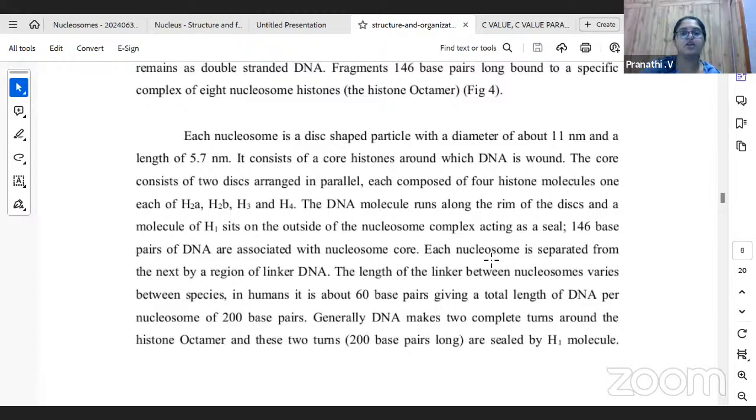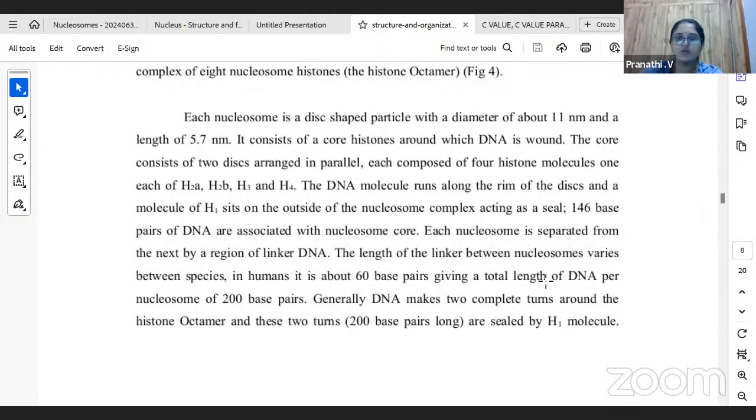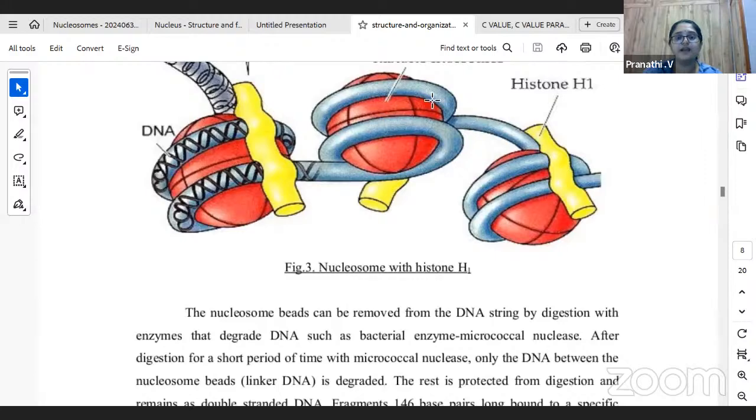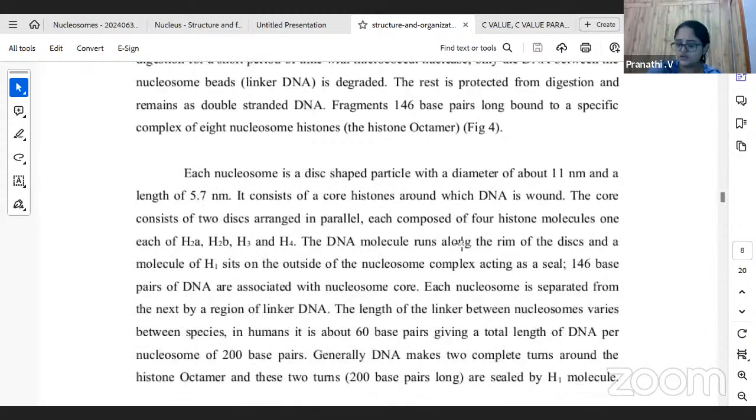In total, the linker DNA length is around 60 base pairs. So if you see 146 plus 60, in total you have around 200 base pairs of DNA. The DNA is going to take two complete turns around that histone octamer, and the two turns are sealed by the H1 molecule as well. How are you going to stop the DNA molecule from unwinding? This is done by the H1 molecule. The seal is maintained with the help of the H1 molecule which is binding it. H1 acts as your seal.